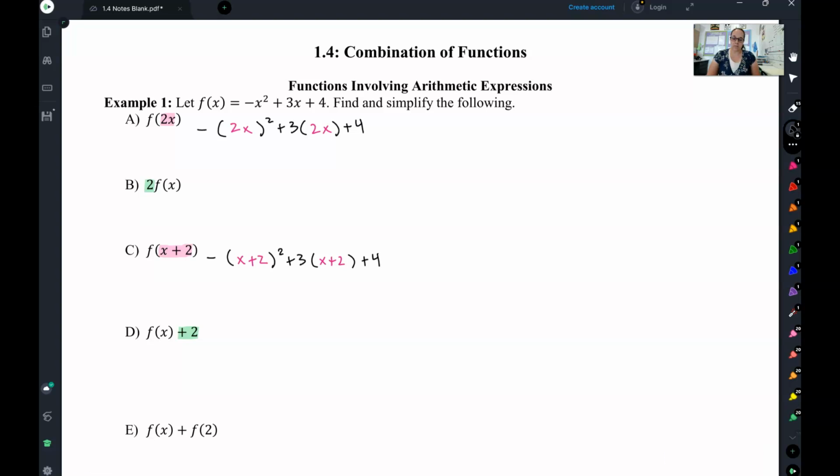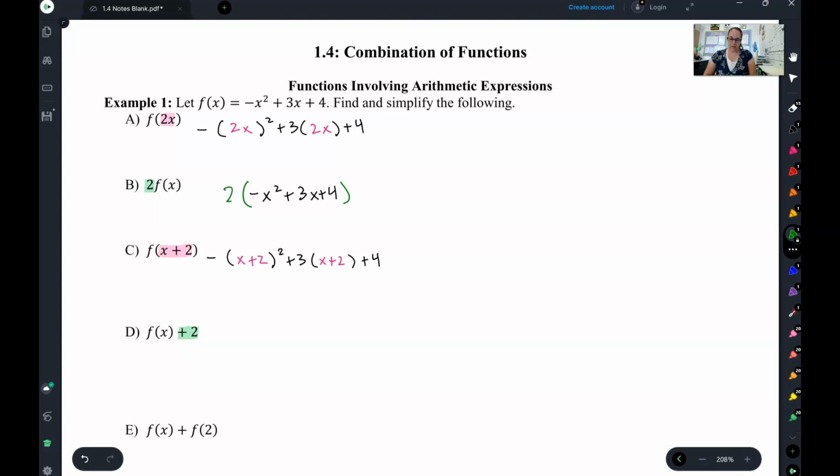If it's outside, you're doing it to the whole equation. So here's what I mean by that. I have my whole equation here, and I want to times the whole equation by 2, because that's what I want to do out here. Or I have my whole equation, and then I want to add 2 to the whole equation. So that's what we do inside versus outside.